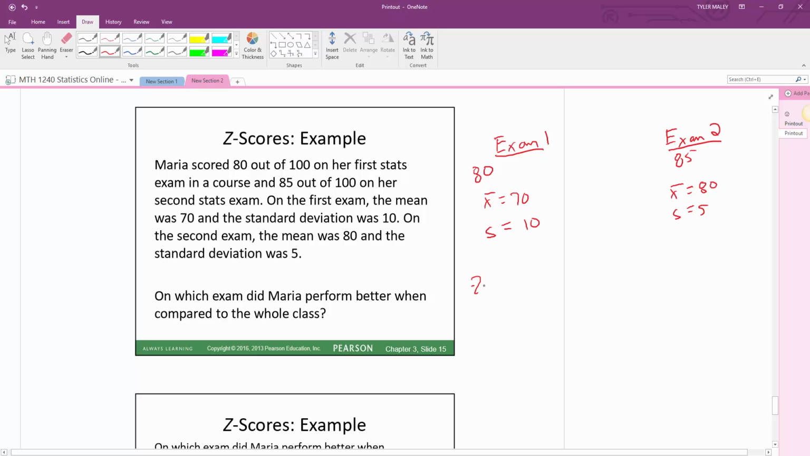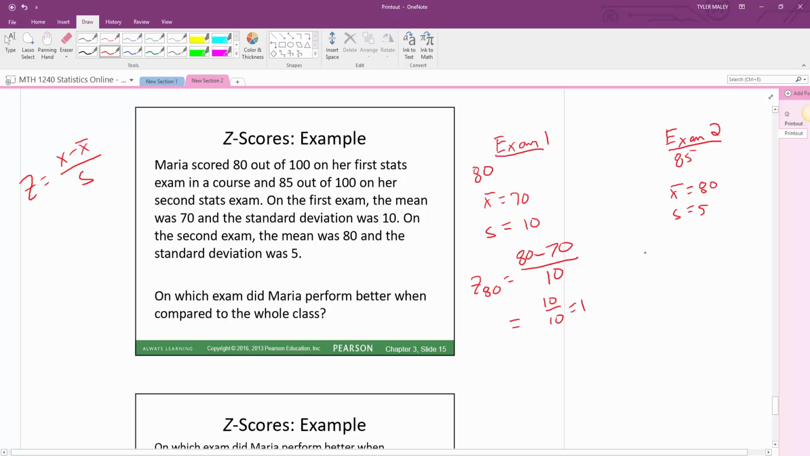So if we plug these in, if I find the z-score of 80, we take the x value, which is 80, minus the mean, which is 70, all over the standard deviation, which is 10, right? So just a reminder, there's the z-score formula. I simplify this, I get 10 over 10, which is 1, right?